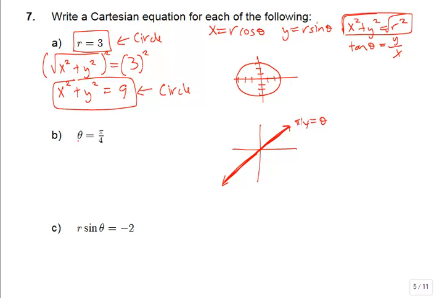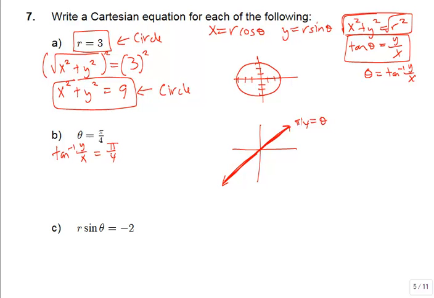Well, if I want to figure out what this is in terms of x's and y's, and all I have here is a theta, I'm going to use this relationship right here. If I solve this for theta, we would need to take an inverse tangent of both sides. So in other words, theta would just be the inverse tangent of whatever y over x is. So I'm going to substitute in for theta inverse tangent of y over x.